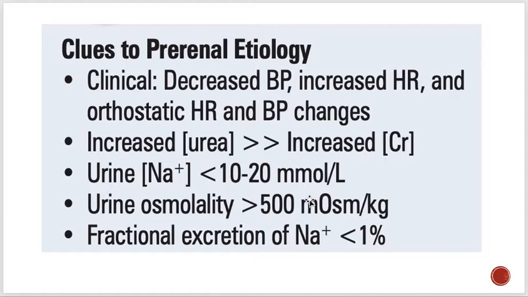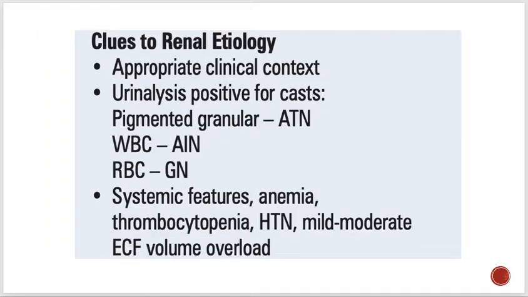Simply, the blood osmolality is around 290 to 300 milliosmol, but in this one the urine osmolality is way higher because the kidneys are producing a very concentrated urine. And the fractional excretion of sodium will be less than 1%. Why? Because the kidneys are conserving more and more sodium, and more and more water. So these are the clues to pre-renal etiology.